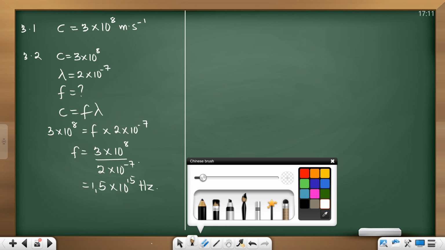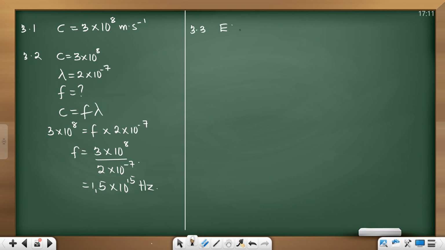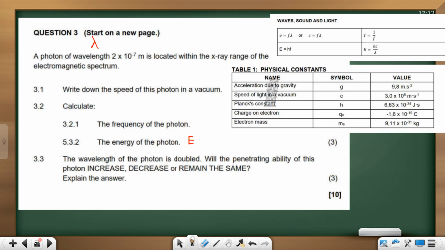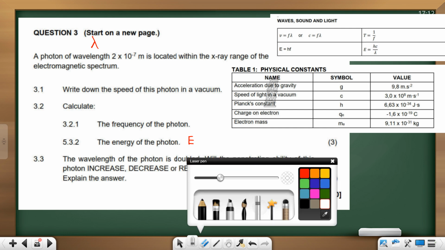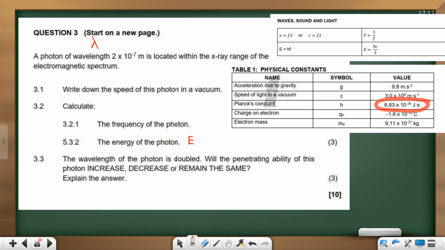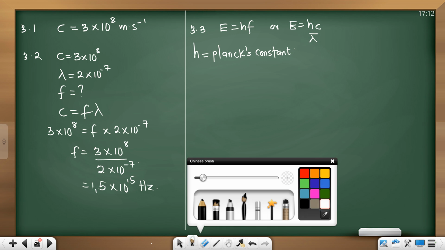Number 3.3. Energy. The formula page says E equals hf, or we can use any of the two because I think we have all that we need. Question is, what is h? h is known as Planck's constant. Let me remind you. h is known as what? Planck's constant. You will do this exactly like this again in grade 12. Where do you get your Planck's constant? It's on the formula page. 6,63 times 10 to the power negative 34. Oh, great. So we're done now.